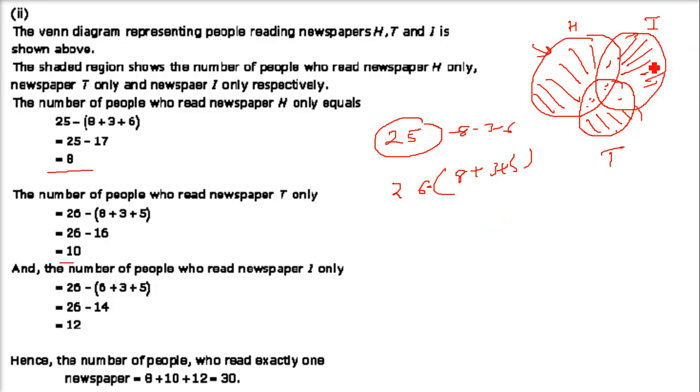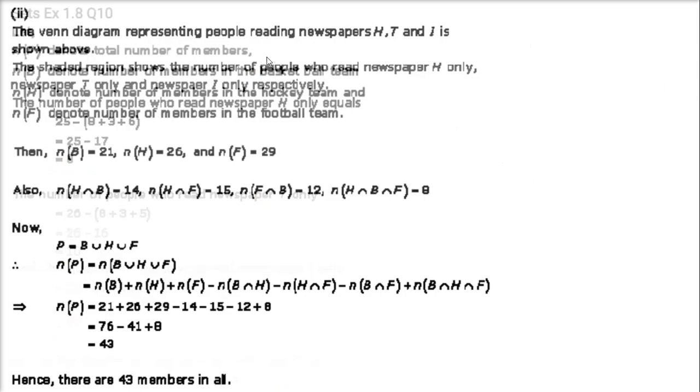And for the number of people who read newspaper I only, we have to subtract these. So 3 remains for them, and we subtract this one and this one. So from 26 we subtract 6, 3 and 5, and it is going to be 12. Now we know exactly how many read exactly one newspaper. Just add 8, 10 and 12, and that is going to be 30.